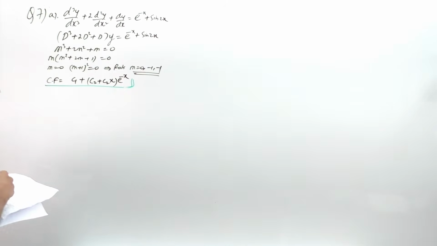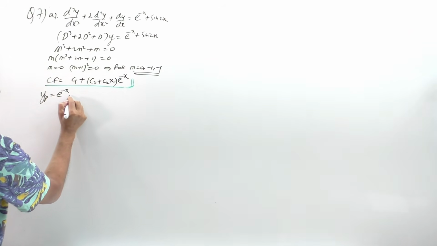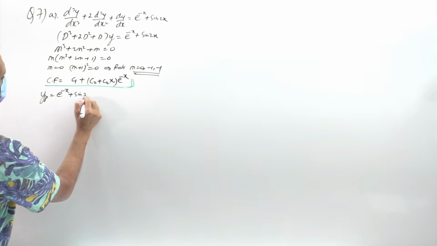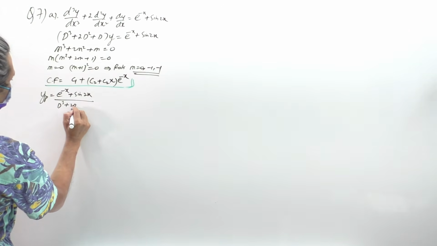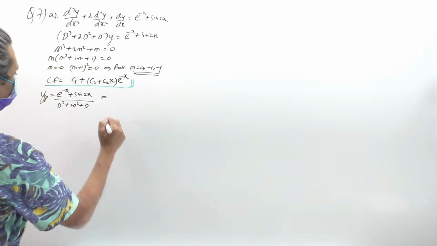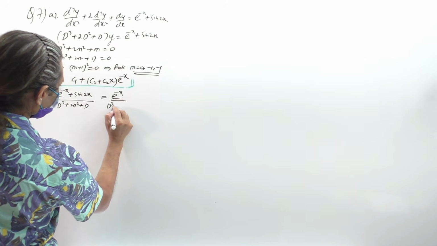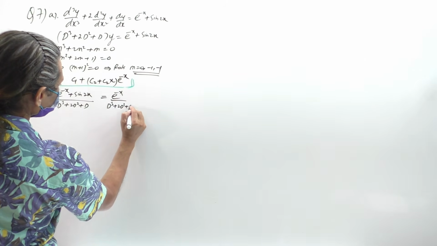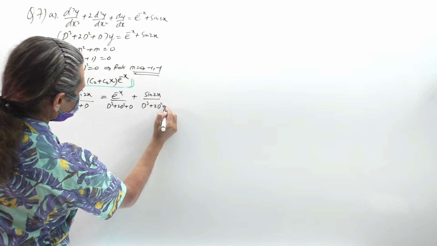Okay, now the next is to find the PI. So we have yp equal to (e^(-x) + sin 2x) divided by (D³ + 2D² + D). And as I always tell you, when the right side has a plus or minus, please separate it. So e^(-x) by (D³ + 2D² + D) plus sin 2x by (D³ + 2D² + D).